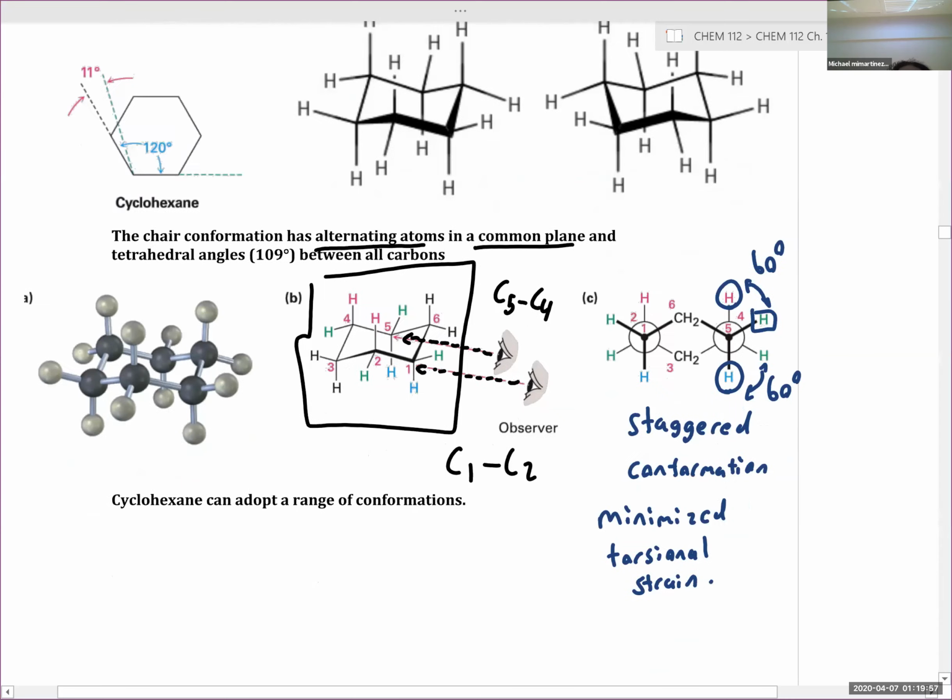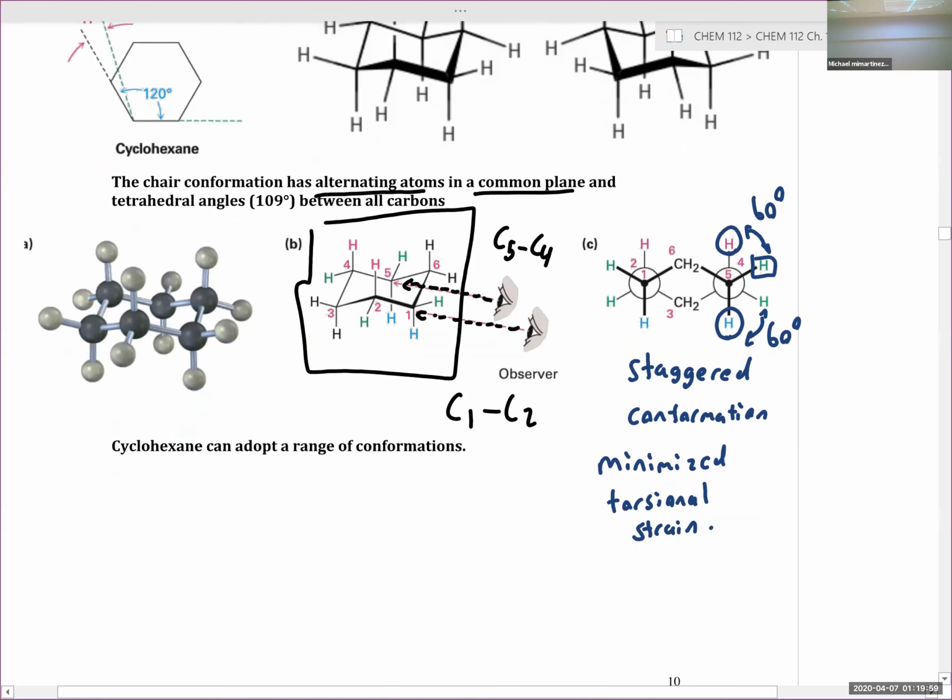So just to help everyone see what's going on here, if there's a 0 degree dihedral angle, we call it eclipsed.